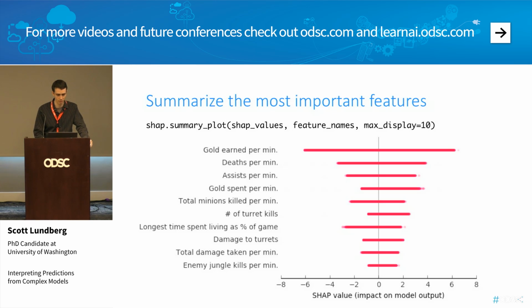And so what we see is that gold earned can matter anywhere from +6 to -6, whereas something like how many times you killed an enemy in the jungle is always less than 2. And you can see some of these are not balanced, right? Like number of turret kills can really help you, but it doesn't hurt you too bad, et cetera. So I think this gives you a more in-depth insight than simply a bar. And I think it comes with some nice theoretical guarantees.